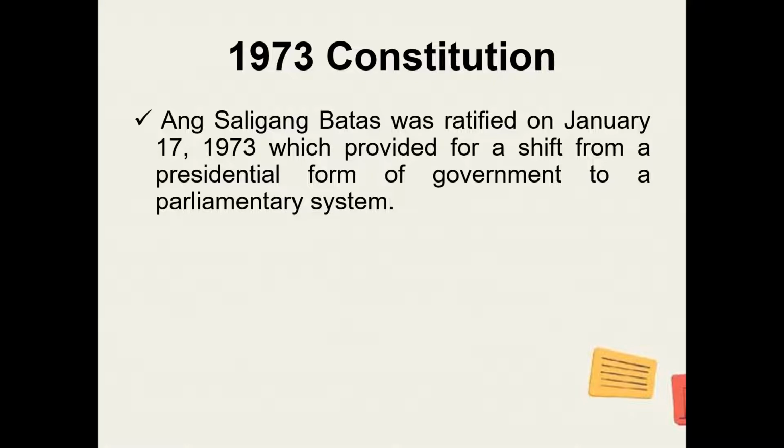Okay, unlike in a presidential form of government, the president is the head of the state and also the head of the government. Usually in a parliamentary system, the head of the government is the prime minister, and the president is the head of the state, meaning it's merely symbolic, no? So there are certain powers given to the president under a parliamentary system, but the specific powers or major responsibilities are given to the prime minister as the head of the government. Okay?